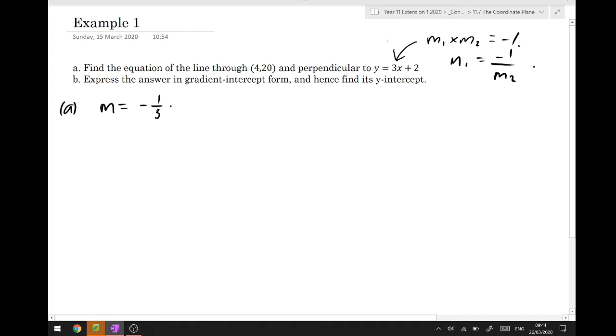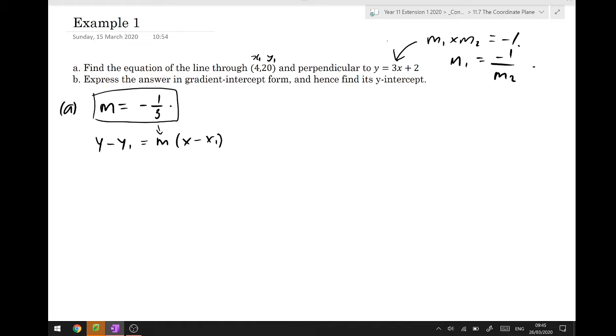Now, what we're going to do is use our point-gradient form to work out what this one is. So that is y minus y1 is equal to m lots of x minus x1. All we have to do now is replace our gradient with the gradient and replace our point x and y into our equation. The y and the x are going to stay as they are, and they're going to become the variables of this relationship.